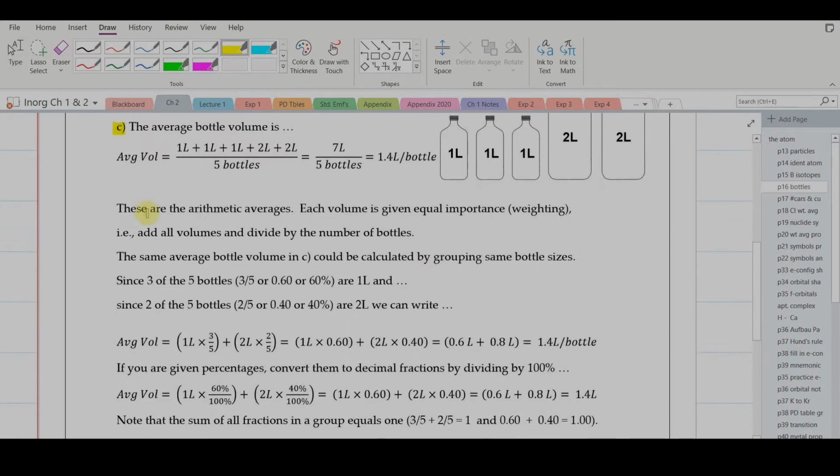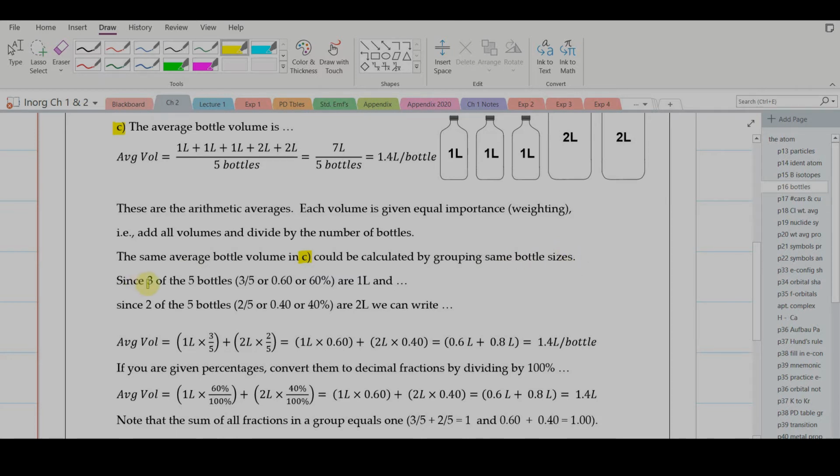So what I'm doing here is called an arithmetic average. Each volume and each value is given equal weighting, equal importance. We add all of these volumes and divide by the number of bottles. But the same average bottle volume in C could be calculated by grouping same-size bottles.